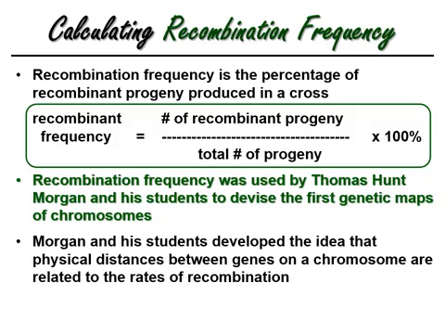But anyway, Morgan and his graduate students developed the idea that physical distances, so the actual distance between genes on a chromosome, are related to the rates of recombination. Now, I've been saying this the entire time, and so obviously, I didn't come up with this, but here's the idea.